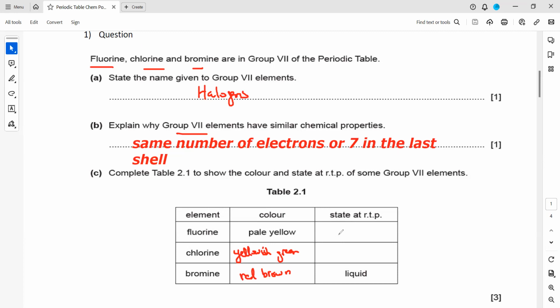Then what are the states? Fluorine is a gas. The first two members are gas. Then bromine is a liquid. Then iodine and astatine are solid.